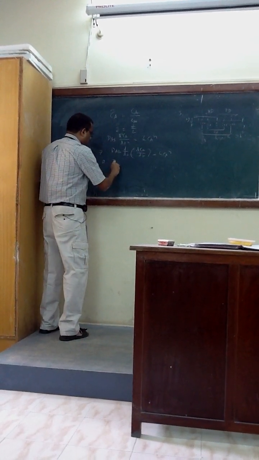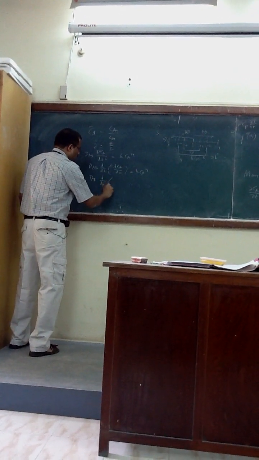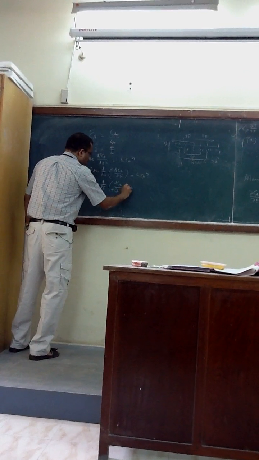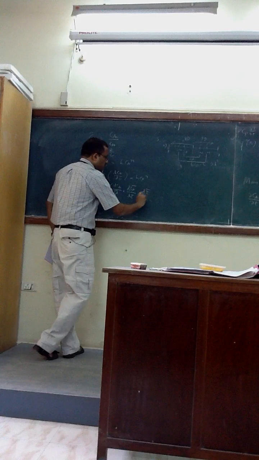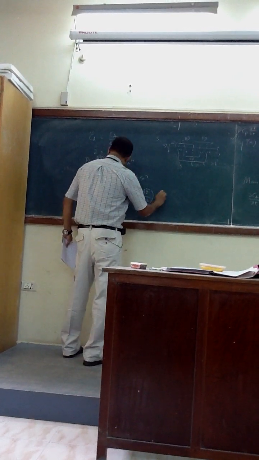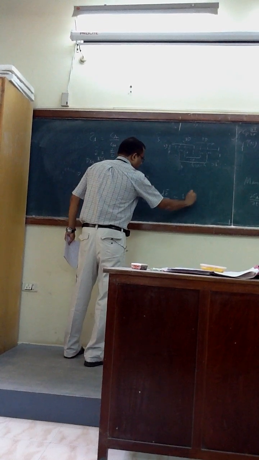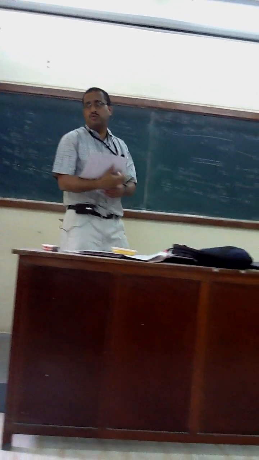Next step is DAB d by dz bar, dCA bar by dz bar, dz bar by dz, equals K CA to the power n. Did you understand this step? The usual step we do.